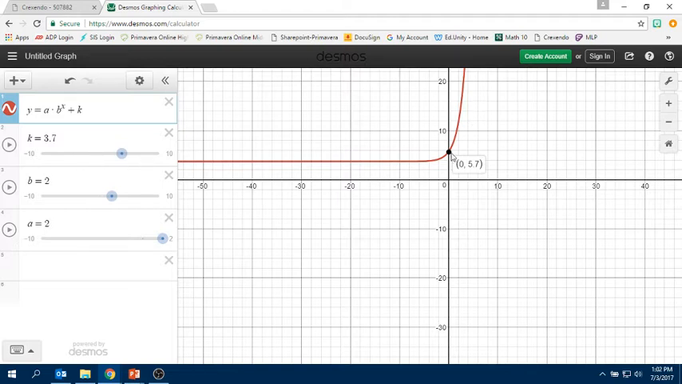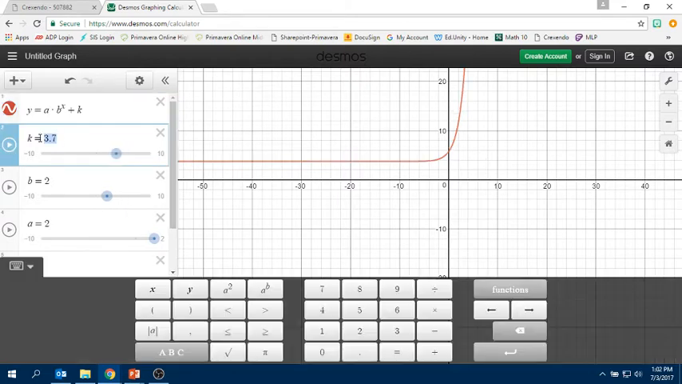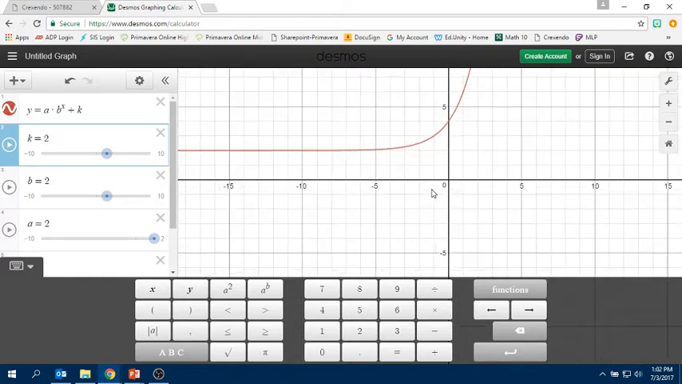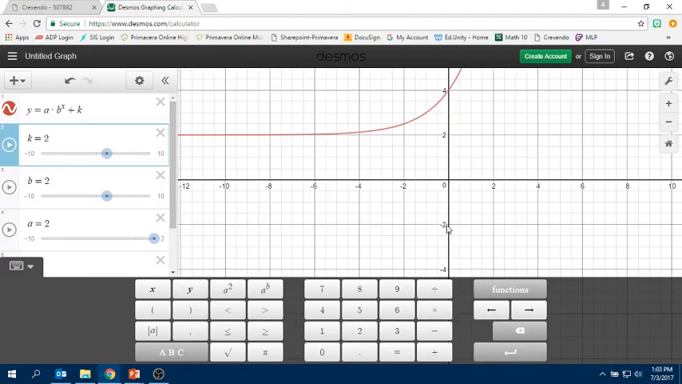I can tell when I've done a vertical translation because the horizontal asymptote also changes. So let's go ahead and make K a number like 2. Now notice here, if I zoom in, the horizontal asymptote is occurring at whatever K is. And K happens to be 2. That means we're approaching 2, right? But we're never going to cross it.